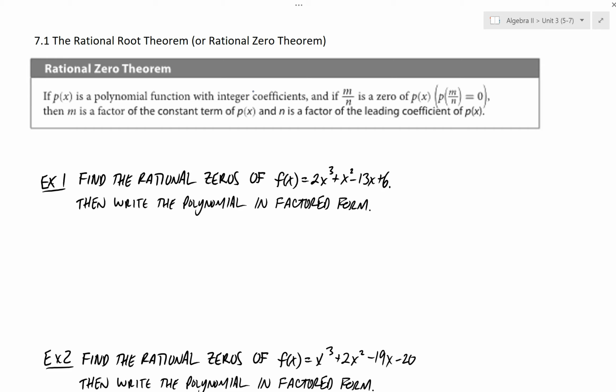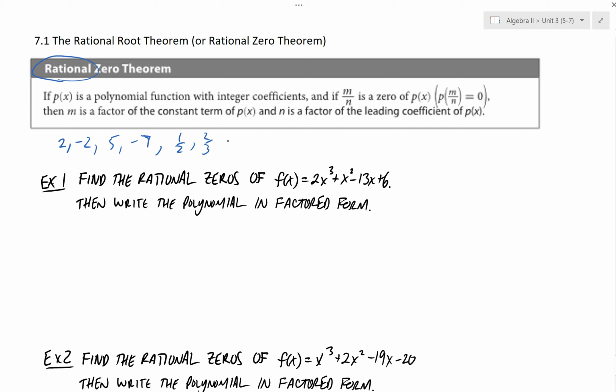If there are any zeros that are imaginary or irrational, like square root of 5 or square root of 2, those are irrational numbers. This method won't work for finding those kinds of zeros, but it will work for finding rational zeros. So rational numbers include integers like 2, -2, 5, -7. Those are all rational. Those are integers, so they're rational. And then it also includes fractions like 1/2 and 2/3 and numbers like that.